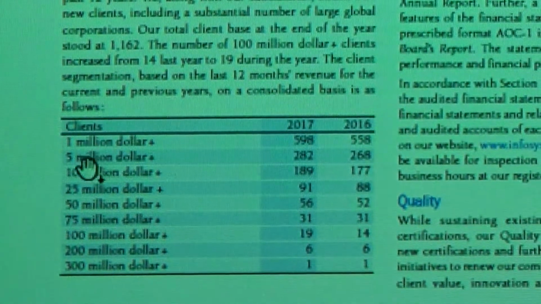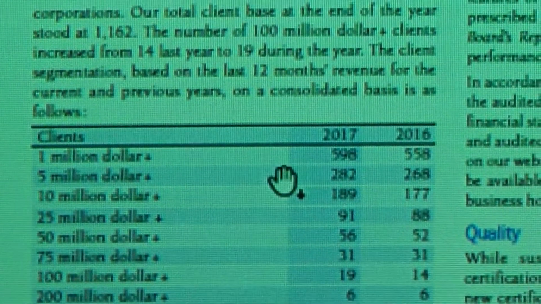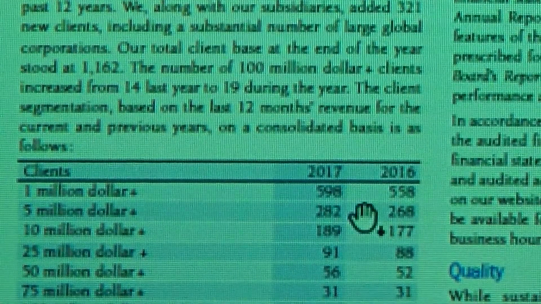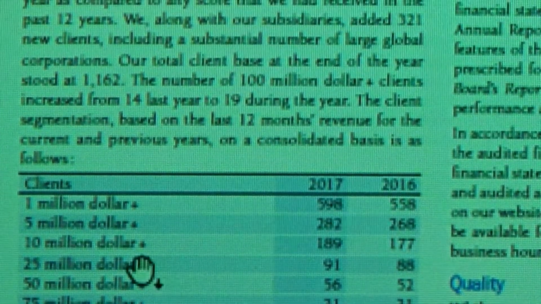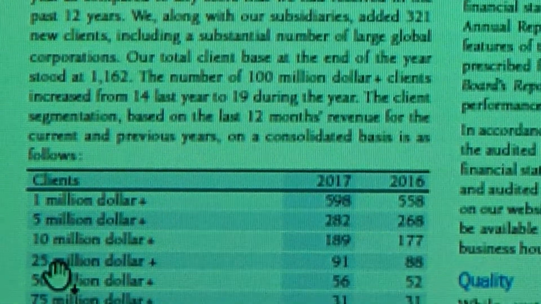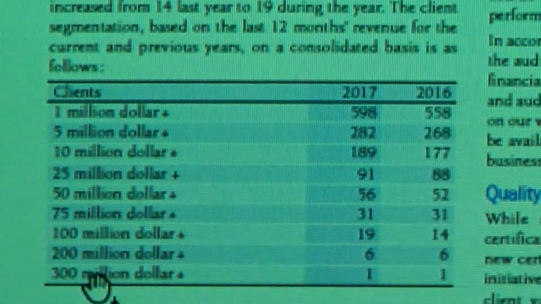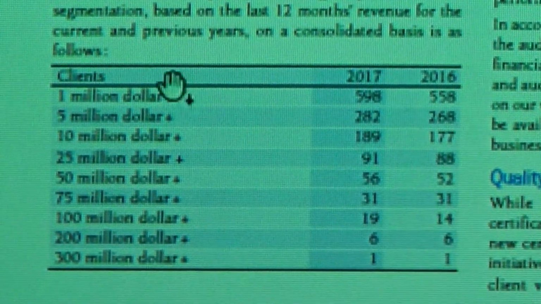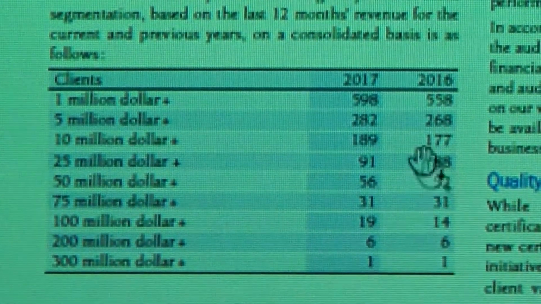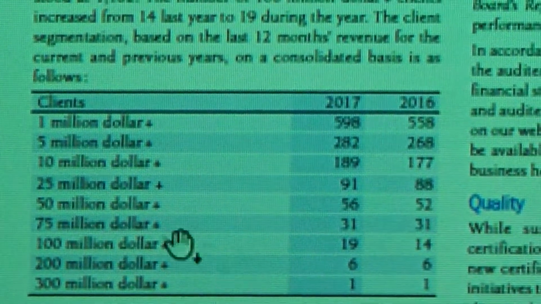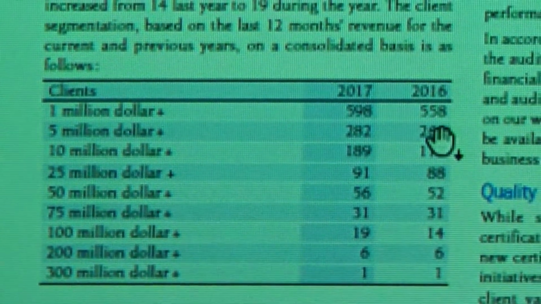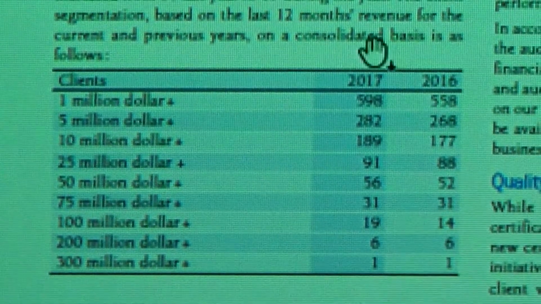For example, the number of clients giving more than $1 million revenue has grown from 558 to 598. Then the $5 million client, $10 million client, $25 million client, and the maximum is the $300 million client. So you can see how the clients have grown, with a bifurcation based on the potential revenue each client can give. They have grown quite a bit from the previous year.